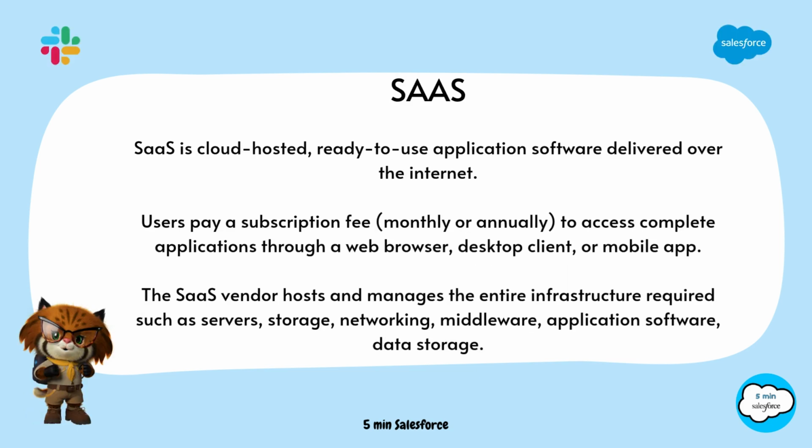SaaS is the easiest model, which is software as a service. With SaaS, you get full software applications over the internet. You just need to pay a monthly or yearly fee and use the app through web browser or a mobile application. And the provider takes care of everything like hosting, updates, maintenance, and you don't have to install or manage anything.